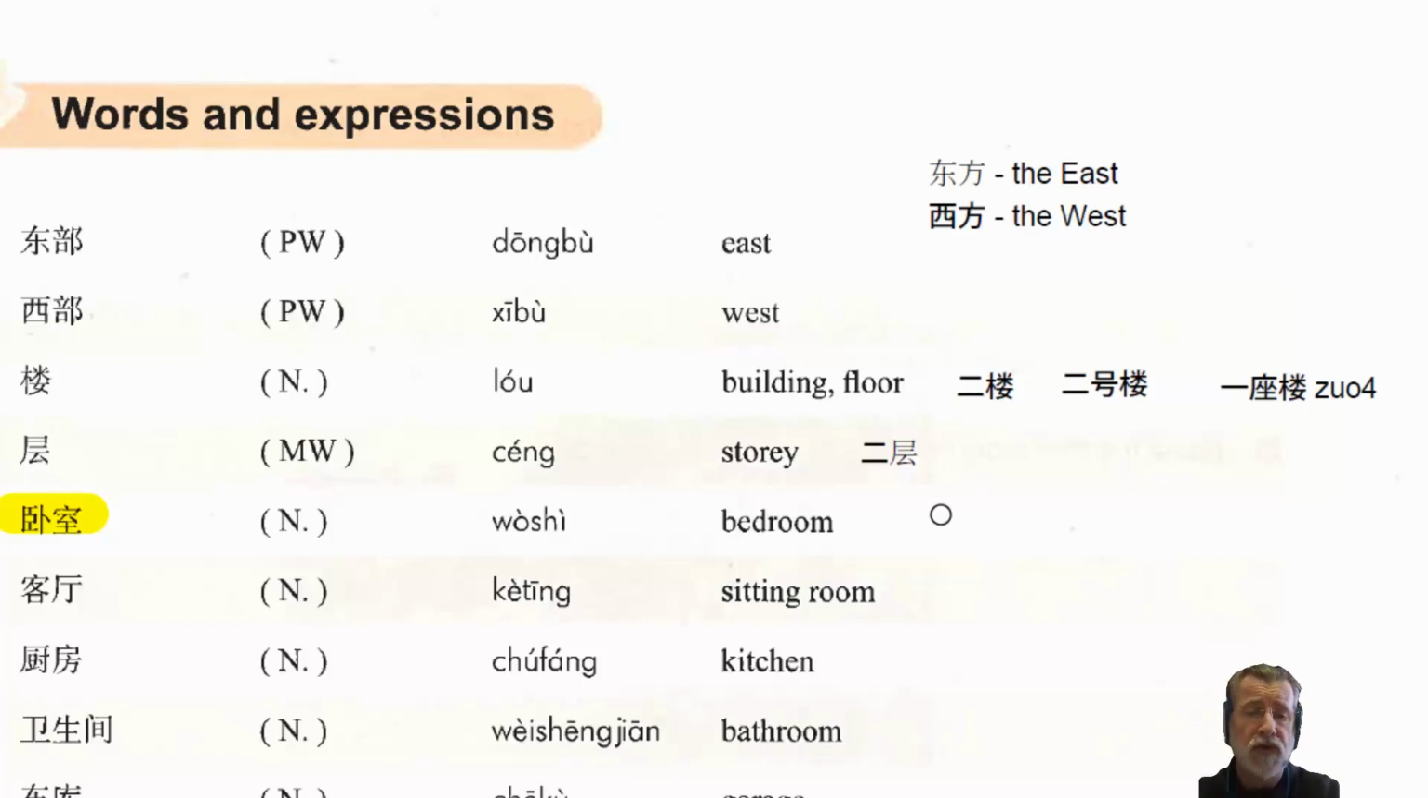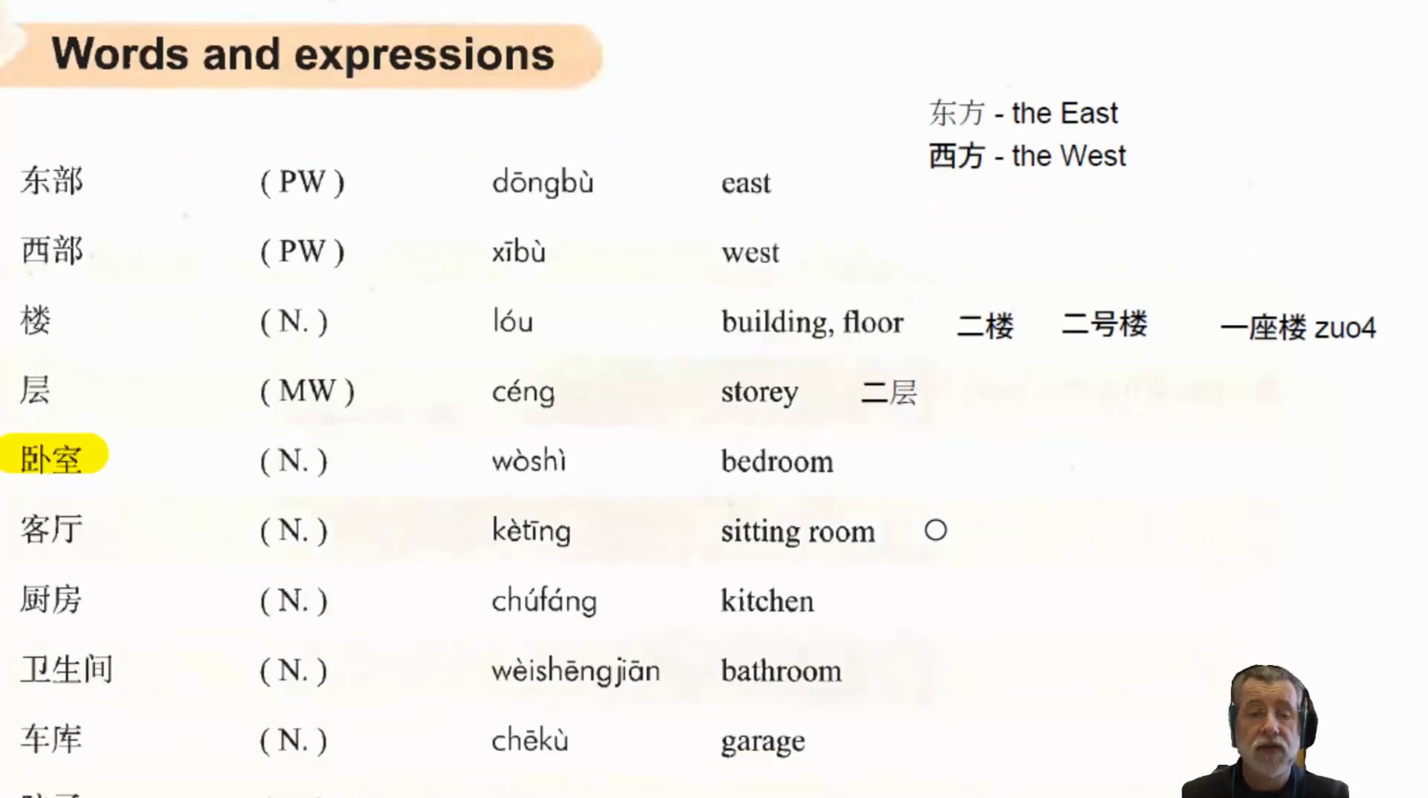We already know 室 from, for example, the word for classroom, 教室. So a 卧室 is a room where one lies down or one sleeps. So we've got some more words relating to a house, which is very handy. So we have the word for a sitting room, or what we would call a lounge room, or even to some degree a family room in Australia, and that is 客厅.